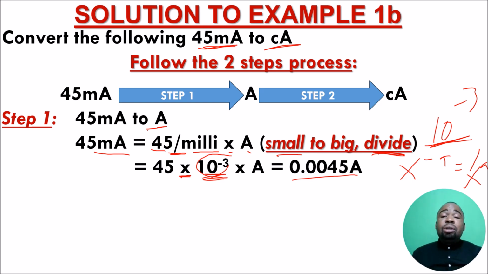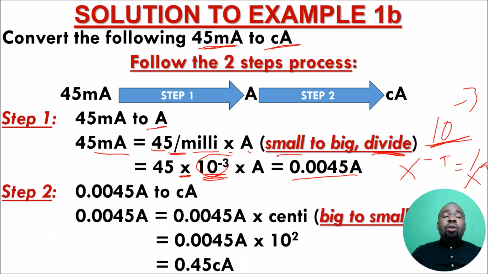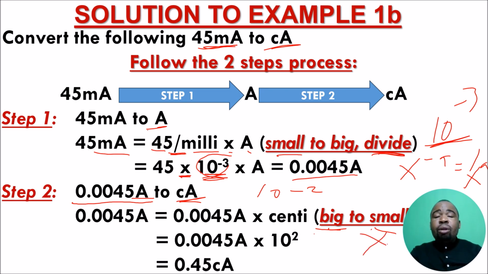Once this is done, we take our answer to step number 2. We now want to convert 0.045 amps to centiamps. From amp to centiamp, it's big to small because the centi is 10 to the power negative 2, which is a fraction of an amp. Therefore, it's big to small. What do we do when it's big to small? We multiply. So we are going to have 0.045 from step number 1 multiplied by centi.